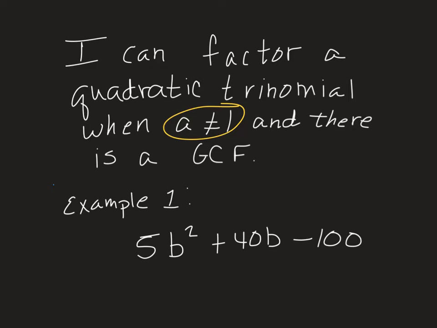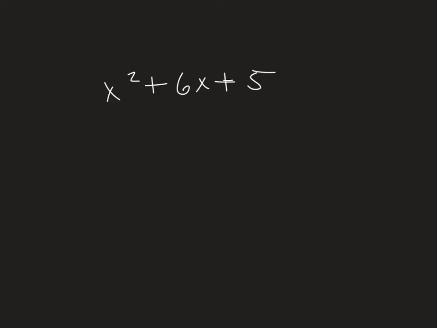I'll remind you of one of those examples from a previous lesson. So remember previously, because A was equal to 1, remember that number in front of the x squared, we were able to do this really easily. Please excuse the traffic outside my house.